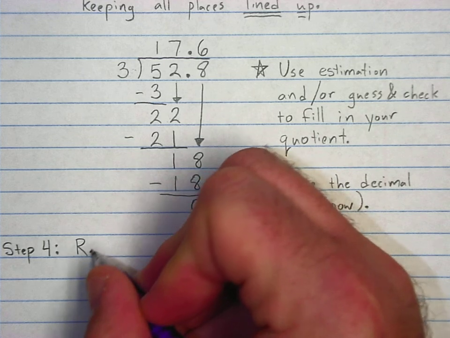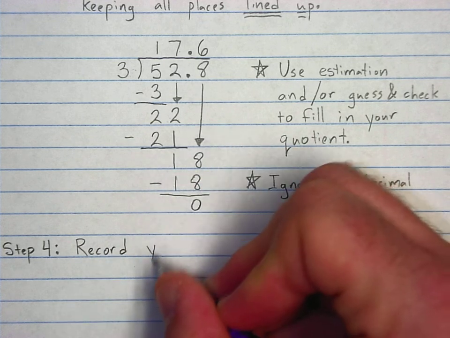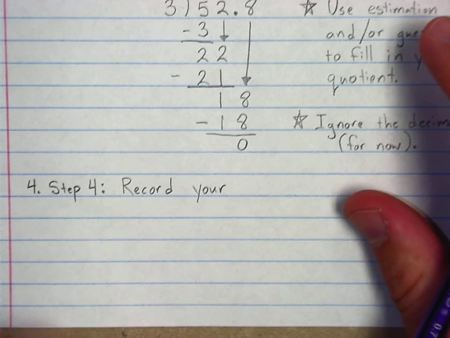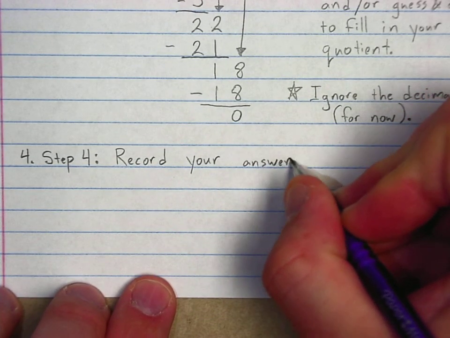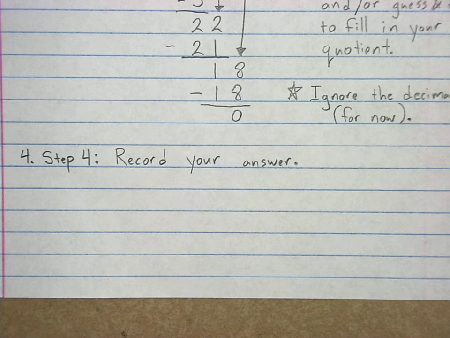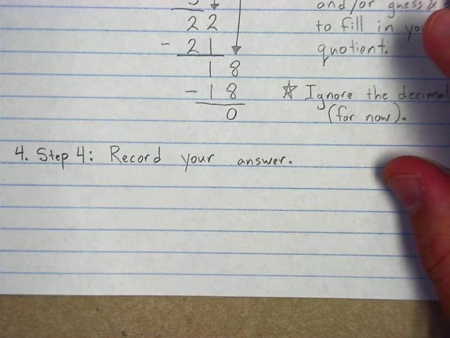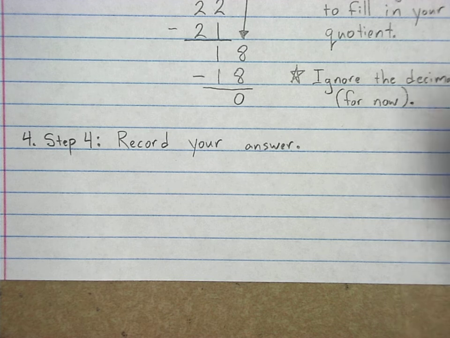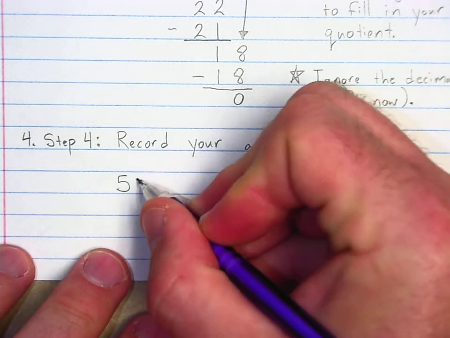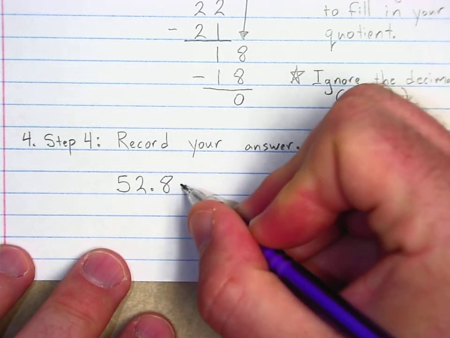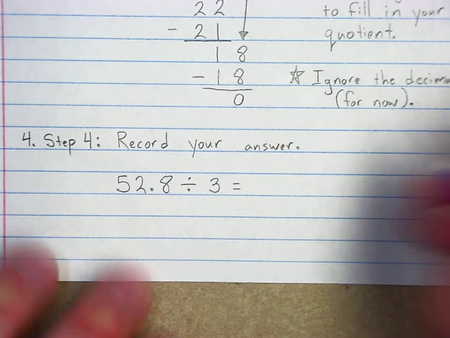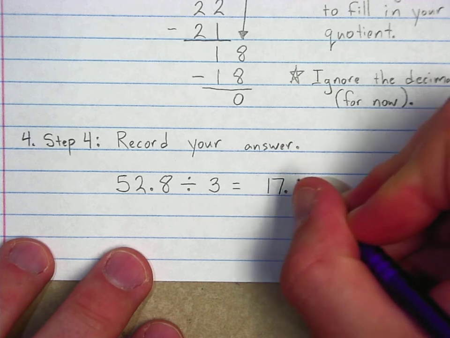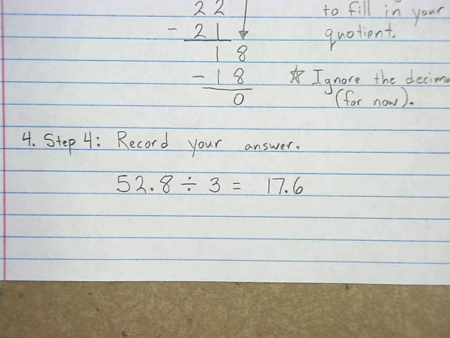All right, finally, the last step is usually, hopefully, the easiest, so please don't skip it. Step 4, record your answer. And again, no remainder anymore, not with a decimal. If you have a decimal in your answer, you cannot have a remainder as well. So the original problem was 52 and 8/10 divided by 3, and our answer is 17 and 6/10. We can check that very quickly.